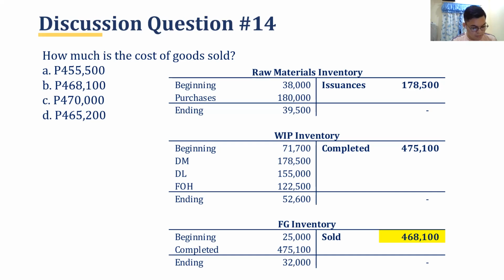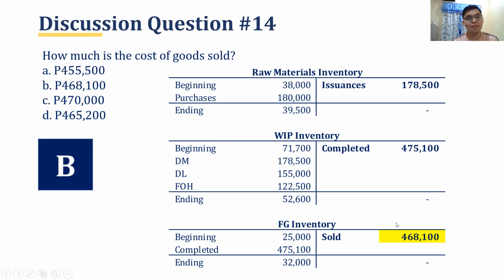So ito na naman yung i-forward mo to our next type of inventory, which is the finished goods. Sa finished goods, meron na naman siyang beginning balance na 25,000 and meron din siyang ending balance na 32. So yan, pagsama mo lang, 475.1 plus 25,000. So you have 500,100 na total cost of goods available for sale. Deduct mo lang si ending inventory na 32,000. Then there you get your cost of goods sold na 468,100. And that is letter B.